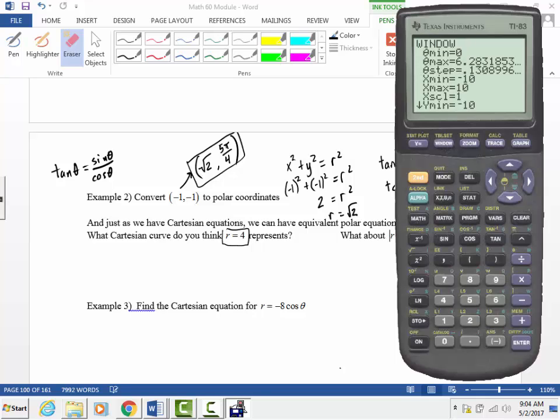My window goes from 0 to 2 pi for theta, and then I have negative 10 to 10 for all the other ones.